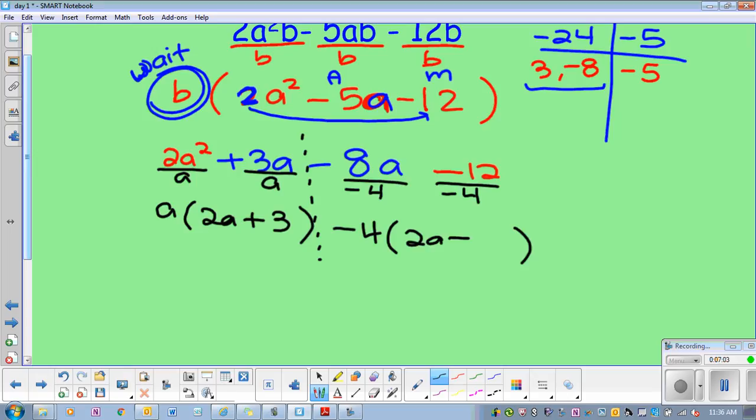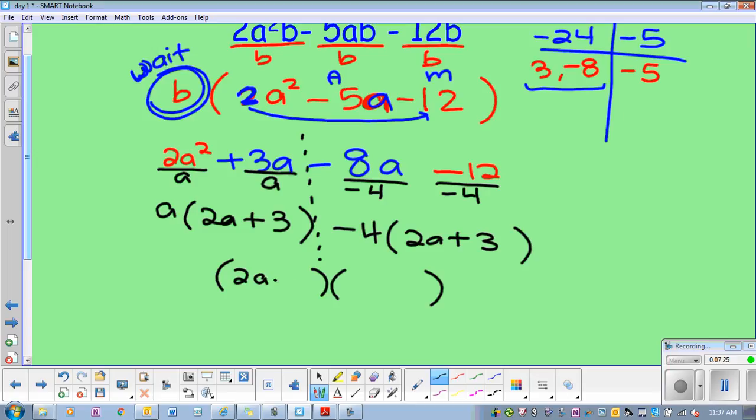So 2a plus 3. How do I know if I did this right? Good. The parentheses should match. They should be the same. And if it does not, you need to go back and check, because it's either not factorable or you did something wrong somewhere.